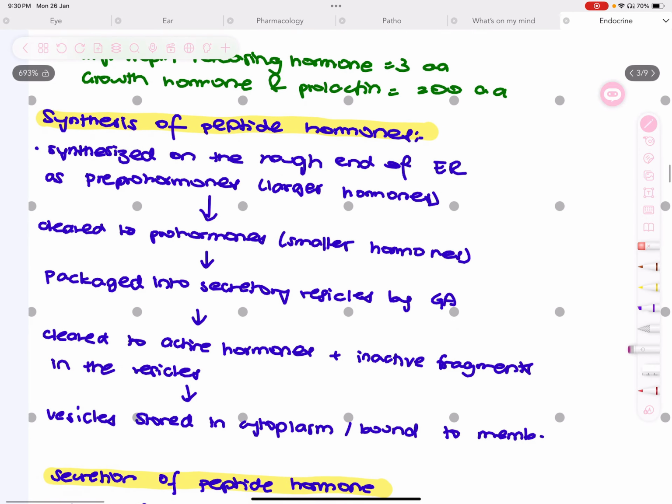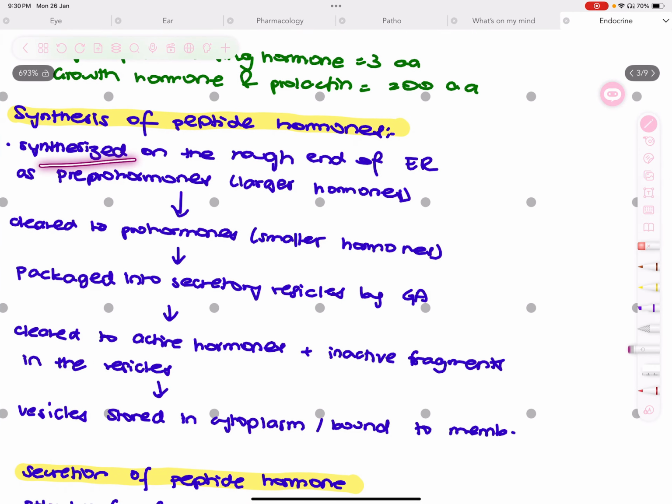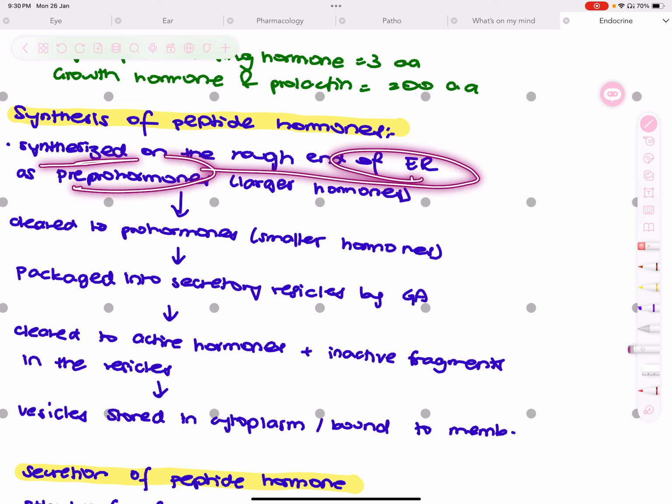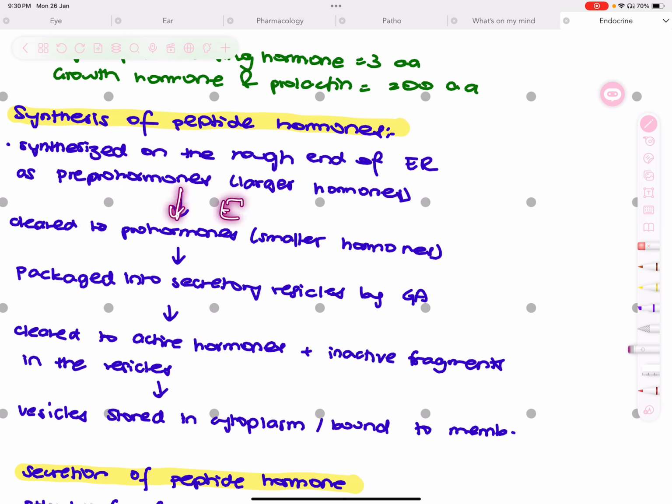Now, when you talk about synthesis of the peptide hormone, these are synthesized on the rough endoplasmic reticulum, and they're synthesized as pre-pro hormones. This is the larger hormone. Now, these pre-pro hormones, where exactly do they go? They're still in the endoplasmic reticulum. So, in the endoplasmic reticulum itself, the pre-pro hormones are cleaved into pro hormones, which are smaller hormones. These pro hormones then go to the Golgi apparatus.